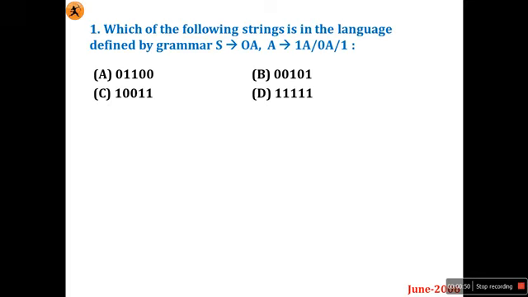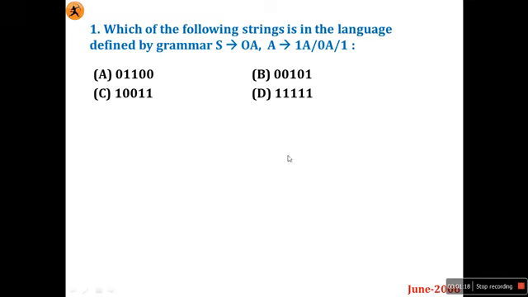Today I will start with June 2006 and I'll discuss the first question. Which of the following string is in the language defined by the grammar? Actually they have given two productions, S → 0A and A → 1A or 0A or 1. Here S and A are the non-terminals and 0 and 1 are the terminals.